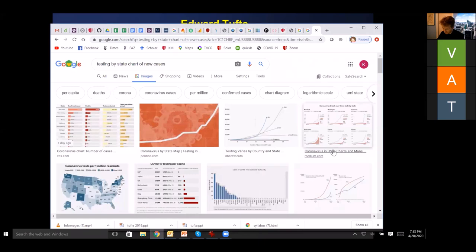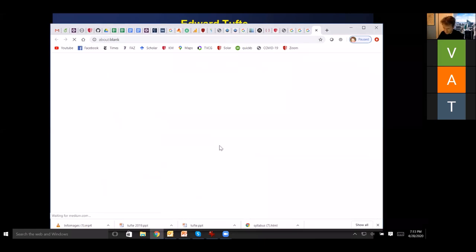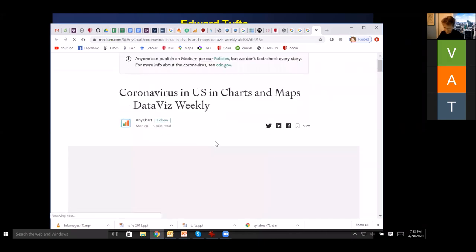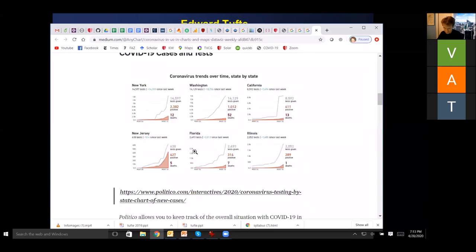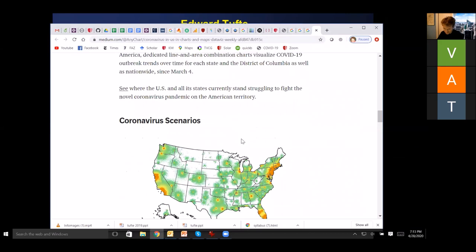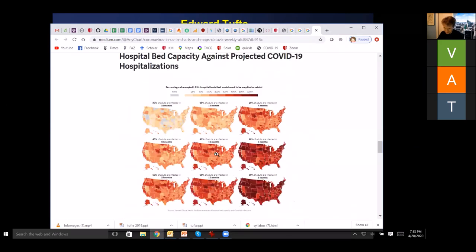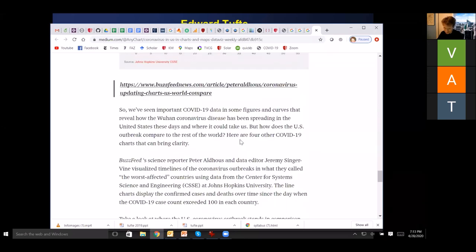Still not. Oh, here we go. That's another one. Florida, Illinois, not huge. I've seen much bigger than this, like all the states. This is a nice small multiple of the hospital beds. These are all small multiples, right? This is nice.